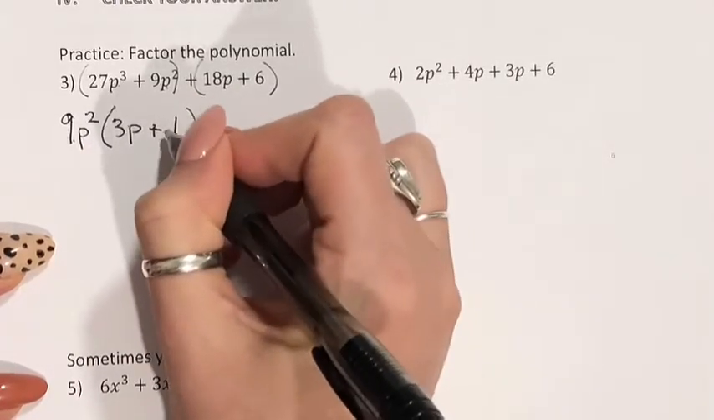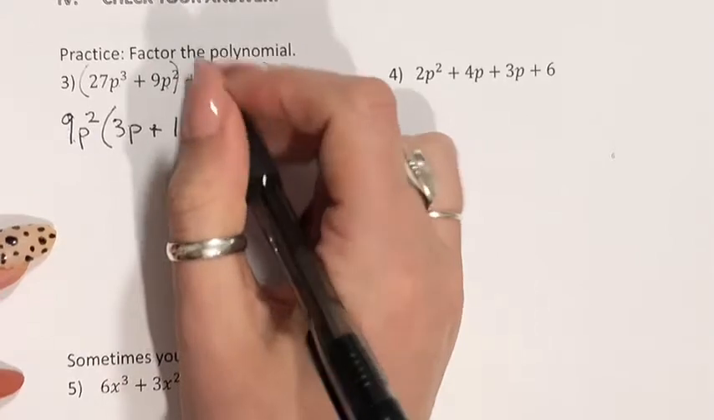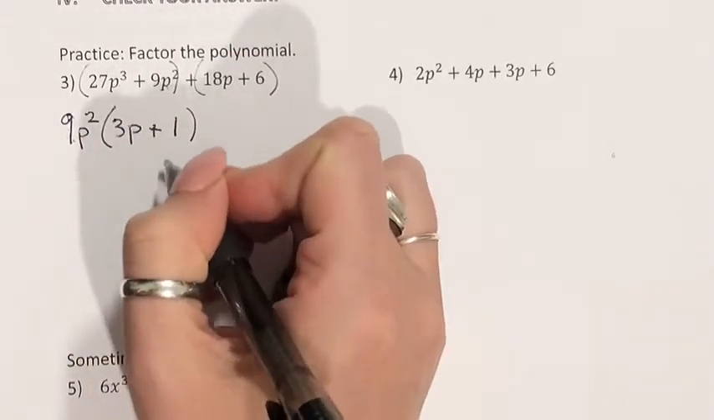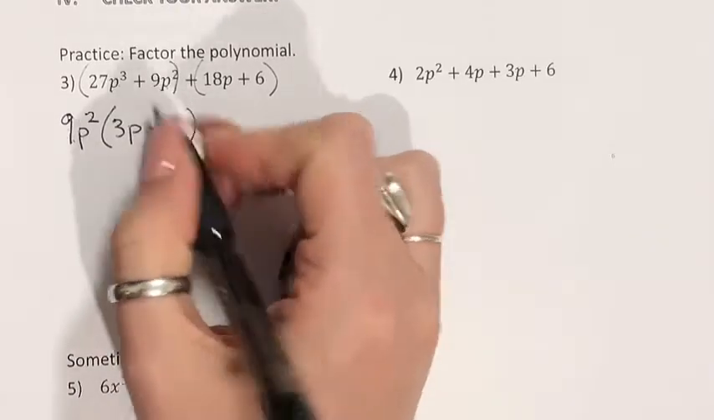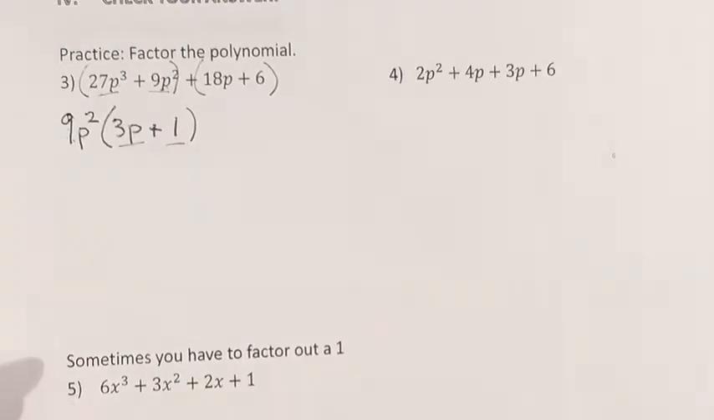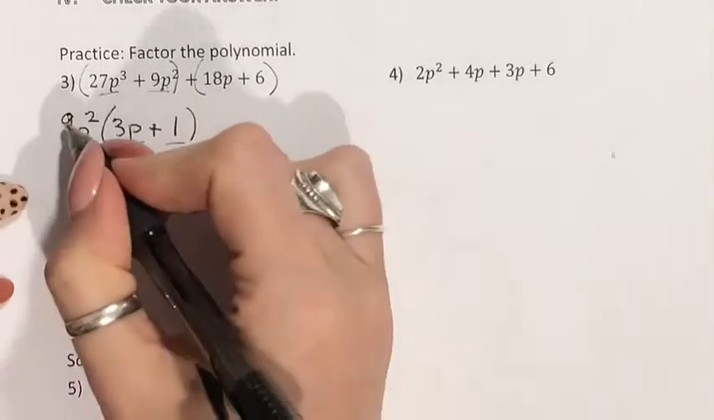Again, that doesn't disappear. I have a lot of students make this mistake where they're like, oh, I took a 9p squared out. That just goes away. And they just put just the 3p on the inside. But remember, if I have 2 things here, I need to have 2 things here. So don't forget to put that 1 there when you end up taking out the entire greatest common factor.